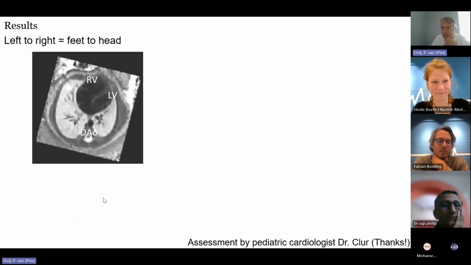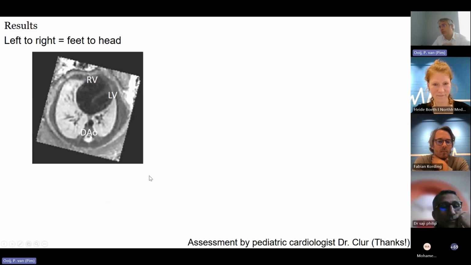So Heidi has prepared the poll, I think. Yes, I will start the poll for this is the first case. I have to thank our pediatric cardiologist in Amsterdam, Dr. Sally Kloer here, because she did a great job in looking and understanding these images. So whenever a new image pops up, we're going from left to right.